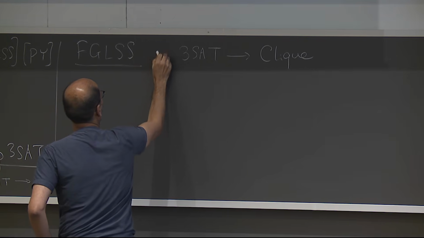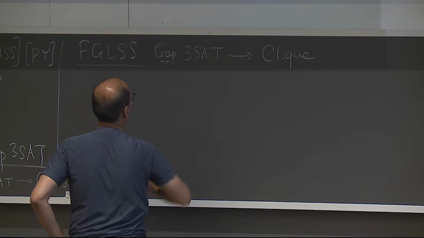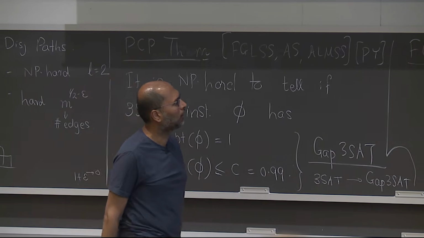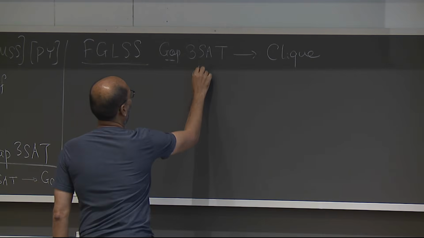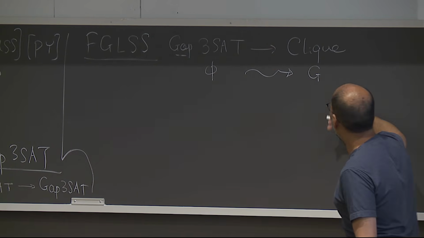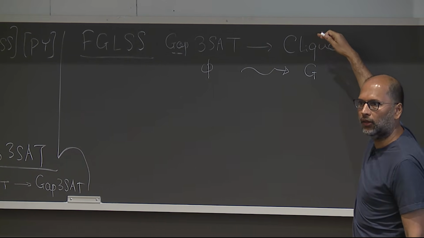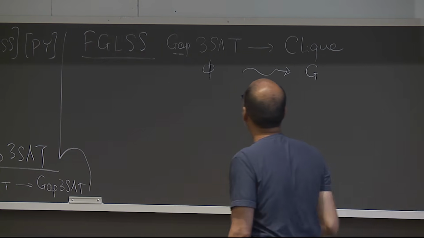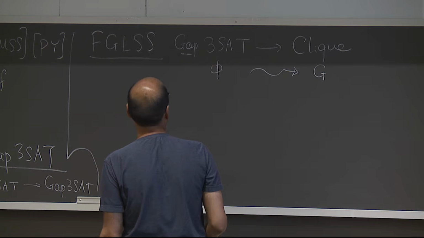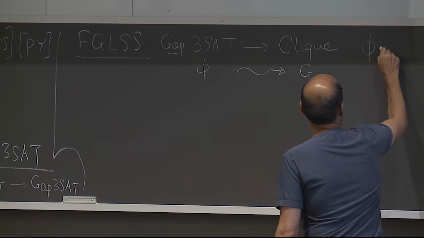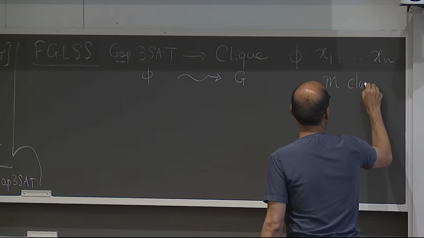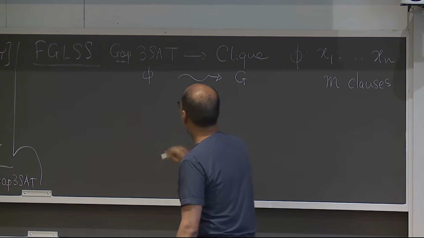3-SAT henceforth would implicitly mean gap 3-SAT, right? It's either satisfiable or at most C-satisfiable. So you want to map a Boolean formula phi to a graph G, so that in graph G there is a gap in terms of the maximum clique size. Now the reduction is, at least in hindsight, or at least by now, standard. You look at the formula phi, call the variables x1 through xn, and let's say there are m clauses. From this you construct a graph as follows.